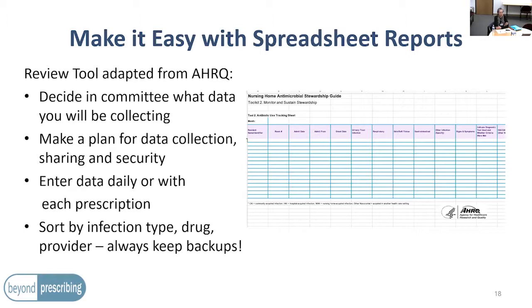Are people sharing these tools in their committee? Yeah, it's going to take a minute. Okay, some people are typing.